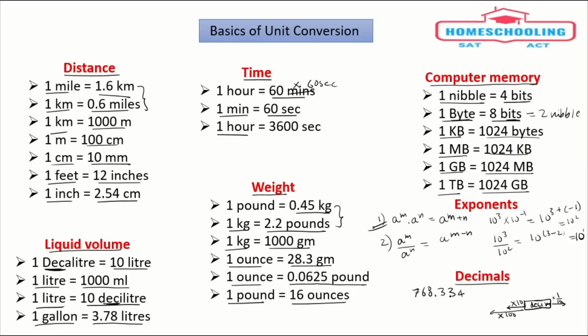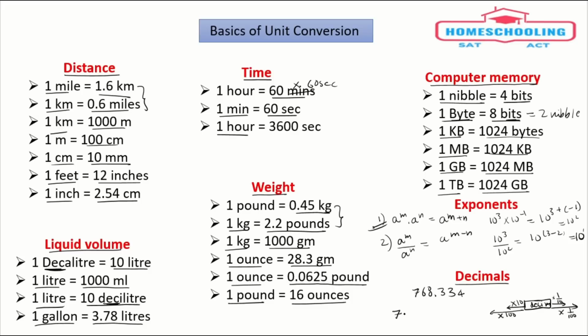If you move it one place on the right side, divide by 10, and when you move it two places on the right side, then 1 divided by 10 into 1 divided by 10, that is 1 divided by 100. So if you go for 3 times, that would be 1 divided by 1000. So if we move this decimal here, that would be 1 divided by 1000. So you have to remember this.